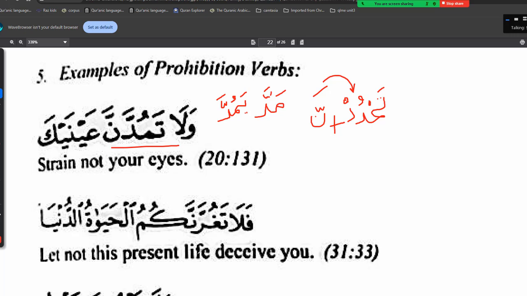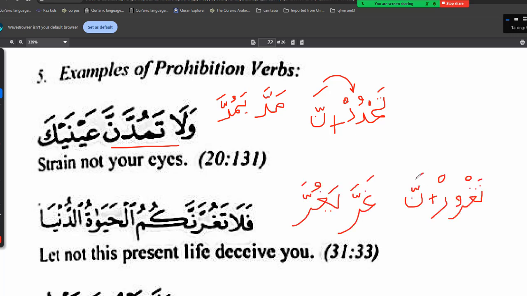تغرنكم الحياة الدنيا. Let not this present life deceive you. Noon of emphasis is there, so it becomes la taghurranna. Okay, and let not this present life deceive you. And this is not the simple prohibition, this is the emphasized prohibition with the noon of emphasis in it. And here, taghurra is again gharra, yaghurru. Why is this feminine here? Taghurru. Why feminine? The word hayat is feminine. Dunya is also feminine, right? So that's why taghurru was used.